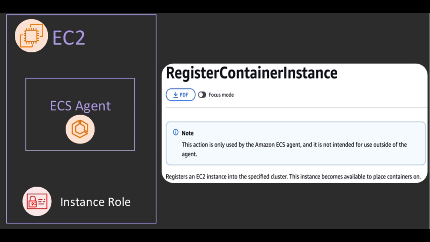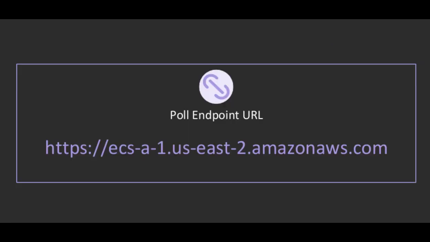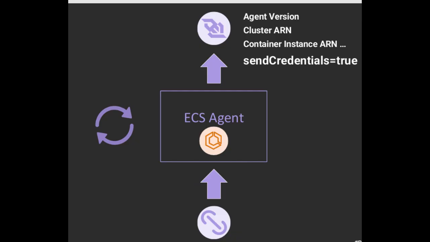The AWS documentation for this API has a very interesting note. This action is only used by the Amazon ECS agent, and is not intended for use outside of the agent. After registering, the agent gets a special WebSocket URL to talk to AWS. It gets this by calling another API, ecs:DiscoverPollEndpoint. So the agent has its communication URL. To connect, it sends its agent version, cluster name, container instance ID, and that crucial parameter, sendCredentials=true.